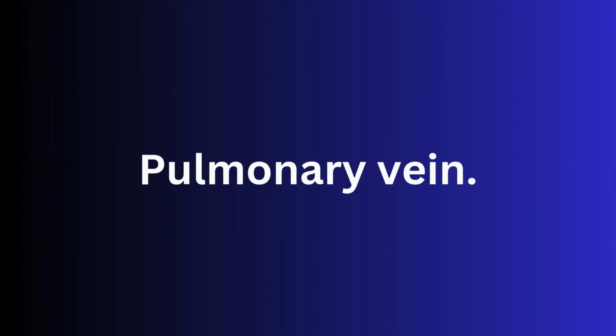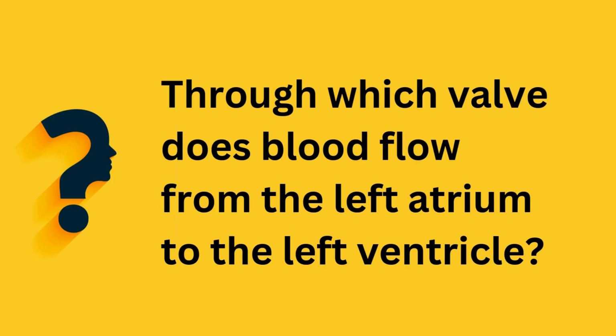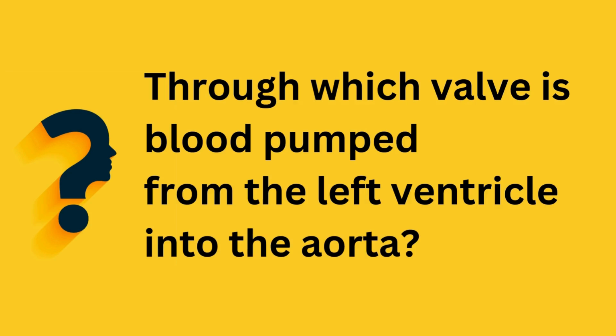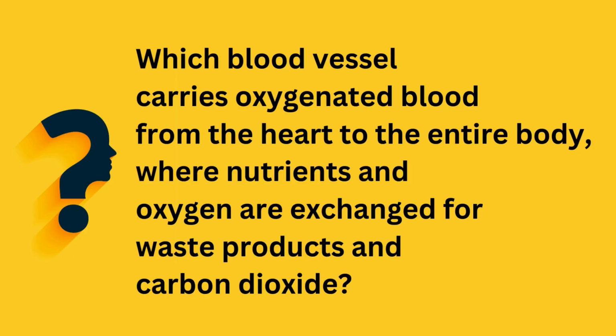Pulmonary vein. Through which valve does blood flow from the left atrium to the left ventricle? Bicuspid valve, mitral valve. Through which valve is blood pumped from the left ventricle into the aorta? Aortic valve. Which blood vessel carries oxygenated blood from the heart to the entire body, where nutrients and oxygen are exchanged for waste products and carbon dioxide?